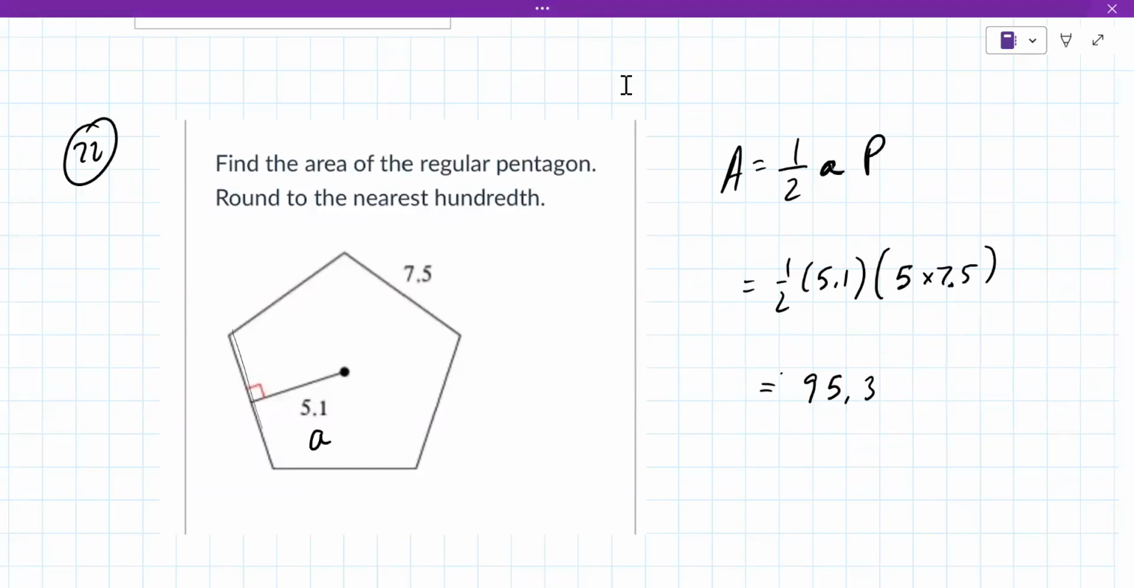Yeah, you're going out to 2 decimal places, hundredths. 6.625, yeah, 625. And that rounds to 6.63. Okay, you got it.